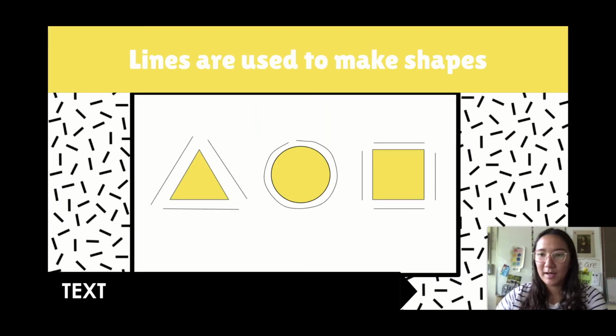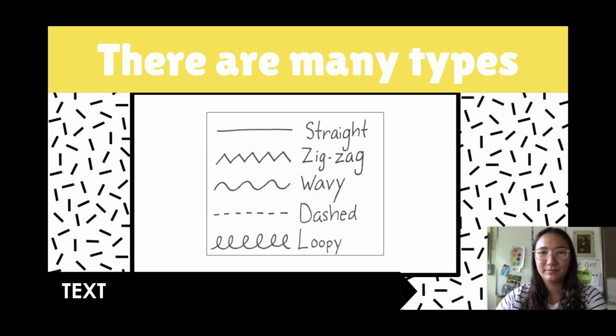And we also talked about how lines are used to make shapes. So we just use different lines arranged in different ways to make all of our shapes. And the last thing we talked about was our different types of lines. So we practiced drawing our straight lines, zigzag lines, wavy lines, dashed lines, and loopy lines.